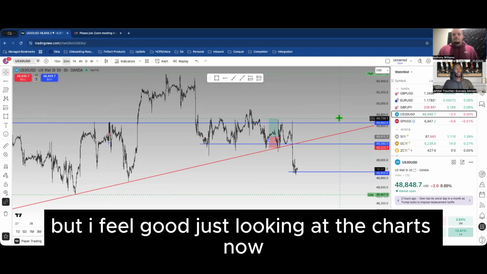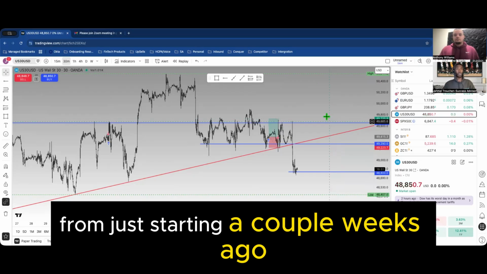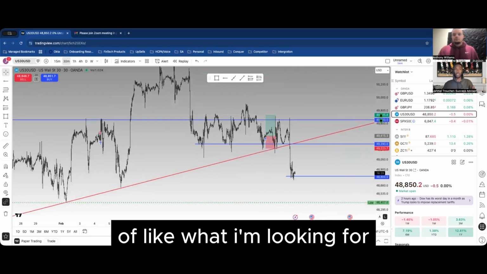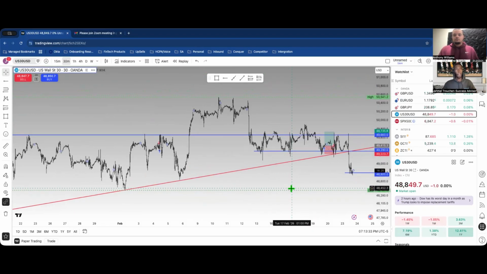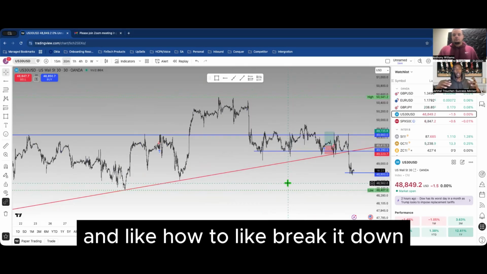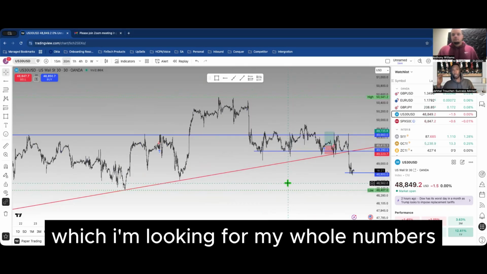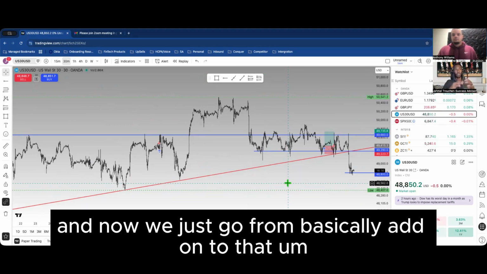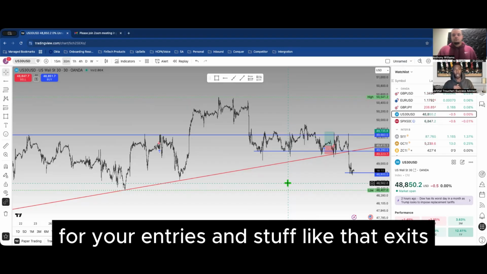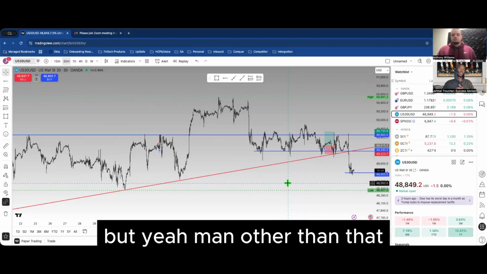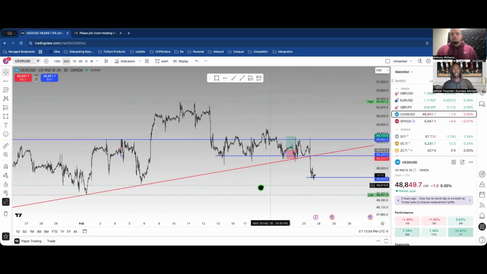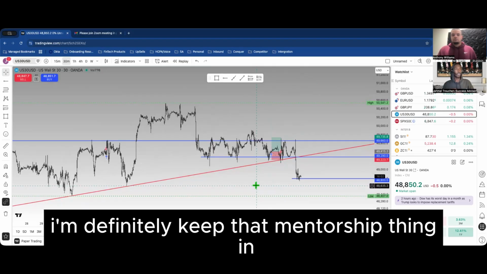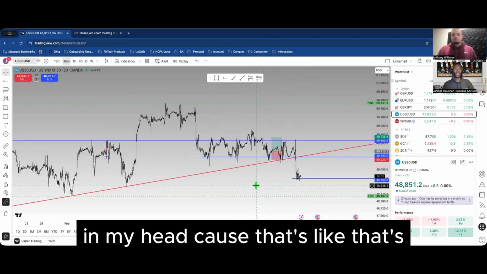But I feel good just looking at the charts now, compared to starting a couple of weeks ago. I know when I look at that chart what I'm looking for and how to break it down, looking for my whole numbers, my pivot points and stuff like that. And now we just add on to that your entries and exits.